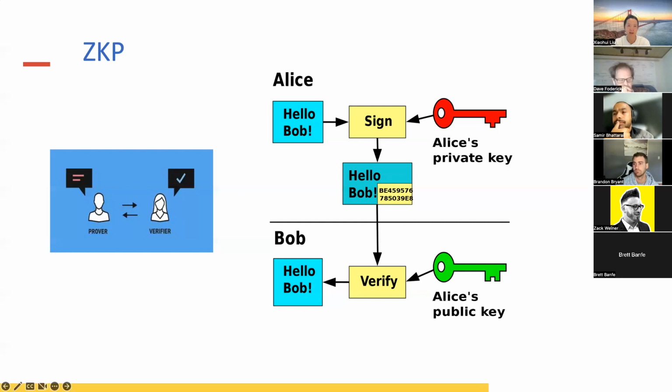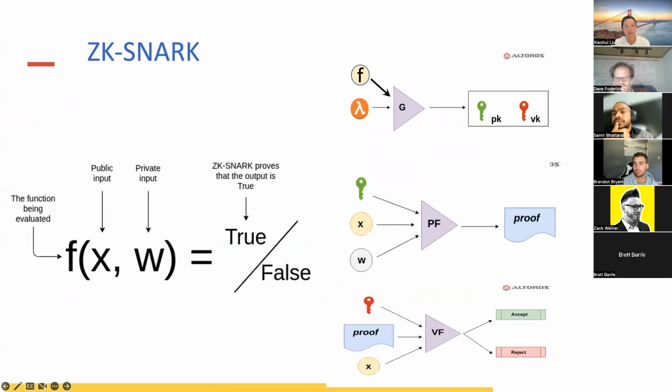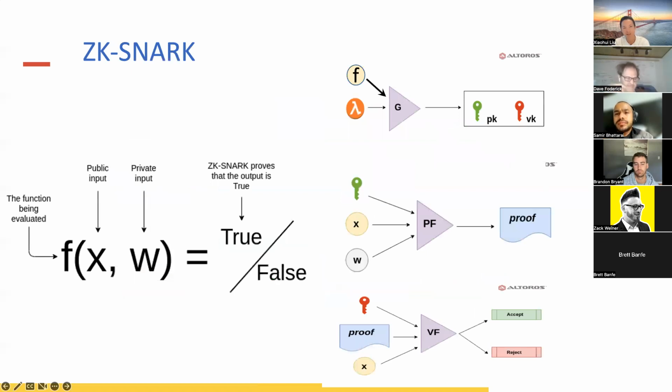For those who have been in crypto a little bit, I think you have probably heard of this term called zkSNARK. This is probably the most widely used zero knowledge proof.